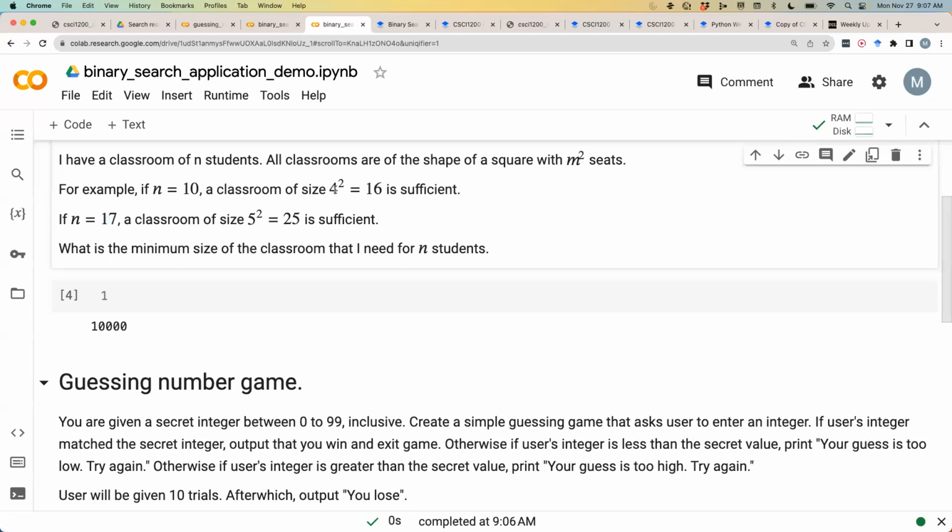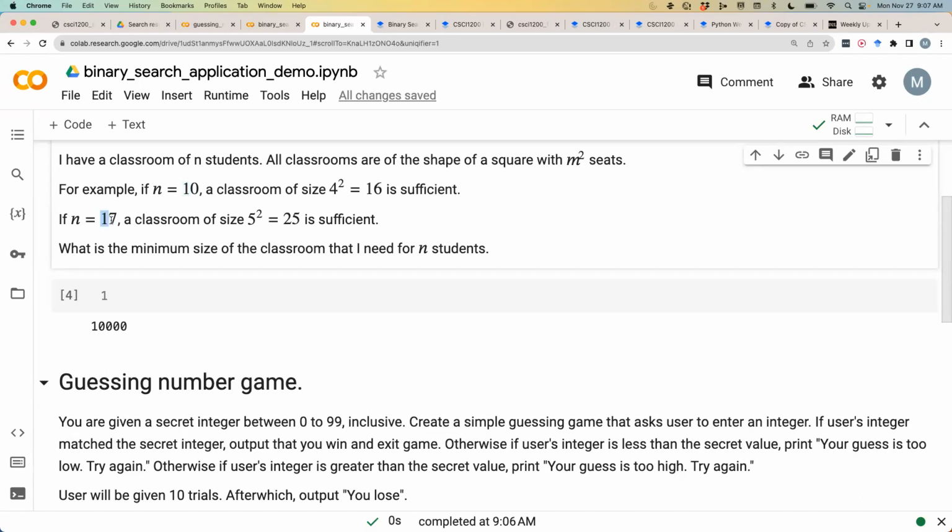It turns out I need a classroom of length 4, because length 4 will give me 4 squared, which is 16, sufficient to accommodate 10 students. So I just request from Augusta University a classroom of length 4, because it will accommodate 16 students, and 16 is enough for my 10 students here.